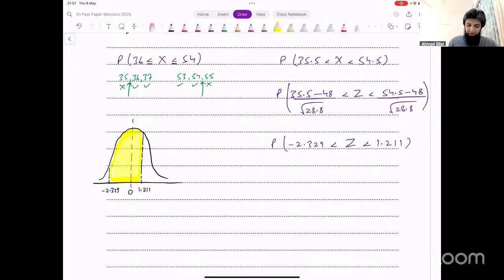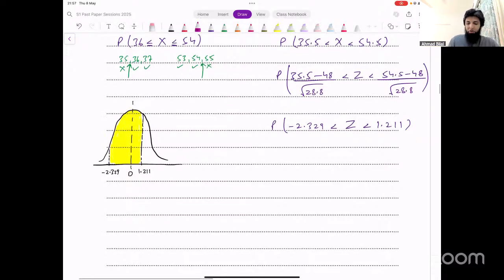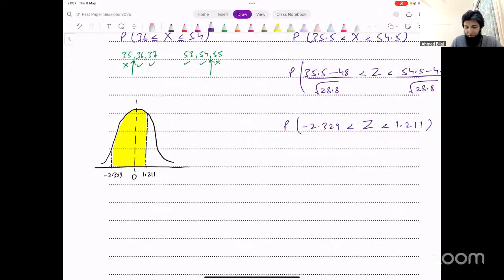How can we find this area now? How do you think about this? You could start like this. You could say it's the area to the left of 1.211 minus the area to the left of minus 2.329. We can say this can be broken down into two parts. First of all, Z less than 1.211, the area to the left side of 1.211, subtract from that the area to the left side of this number. So this whole area minus the small area will leave you with the yellow shaded area.